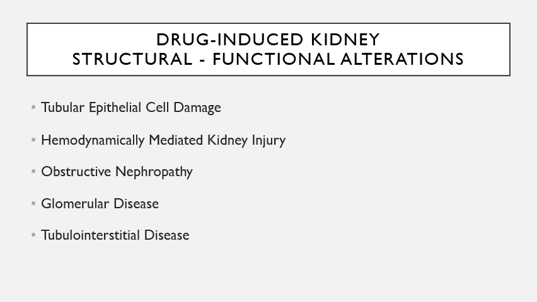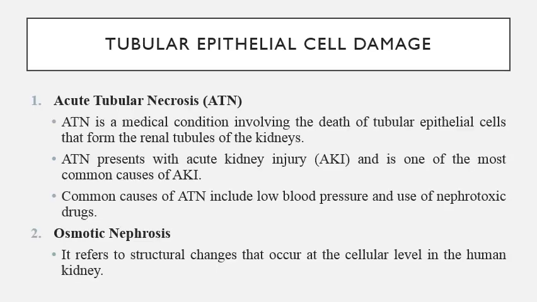Here is the list of the structural and functional alterations that can occur in drug-induced kidney injury, and these include tubular epithelial cell damage, hemodynamically mediated kidney injury, obstructive nephropathy, glomerular disease, and tubulointerstitial disease. These structural and functional alterations are discussed in detail in the further slides. The first of the structural or functional damage that is occurring in the kidneys is the tubular epithelial cell damage. In this, the epithelial cells of the tubules of the kidney are damaged.